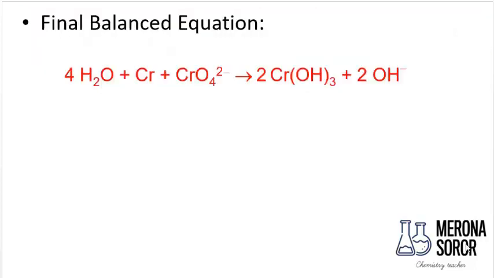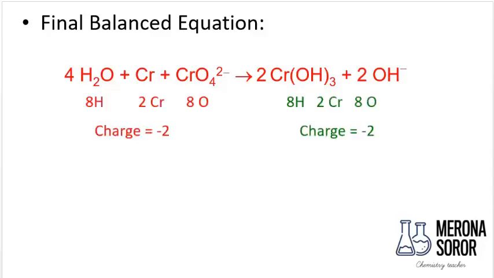So the final balanced equation is H2O plus Cr plus CrO4 2 negative ion gives 2Cr(OH)3 plus 2OH negative ion. Now we have to check the number and type of atoms in the reactants and the product, and the charge. We have in the reactants 8 hydrogen atoms and in the product the same number. Chromium in the reactants 2 atoms, in the product 2 atoms. Oxygen in the reactants 8 atoms and in the product 8 atoms.